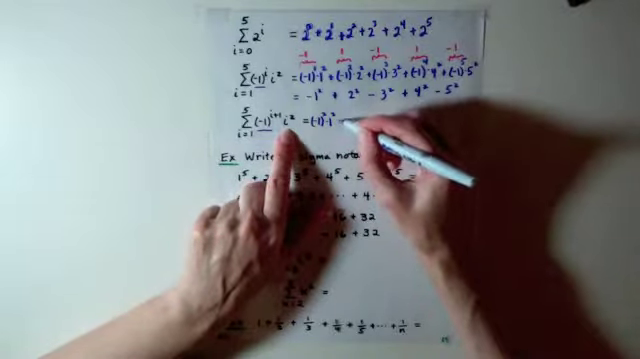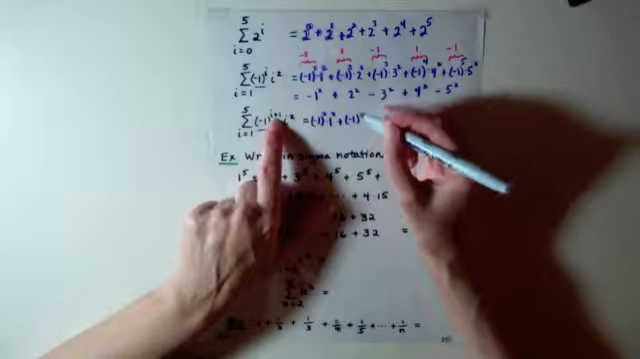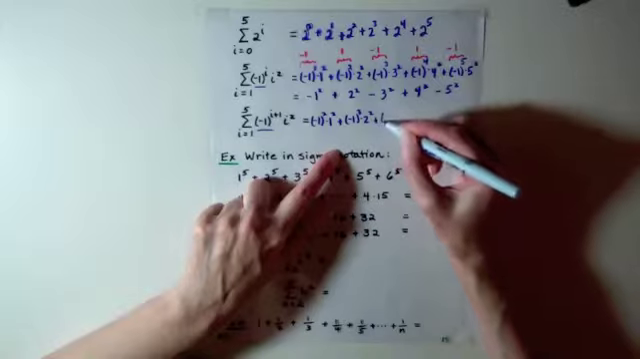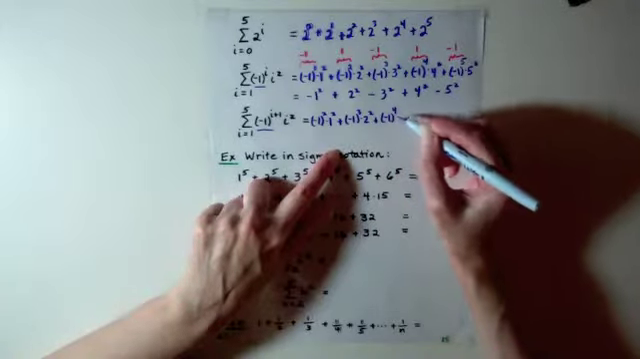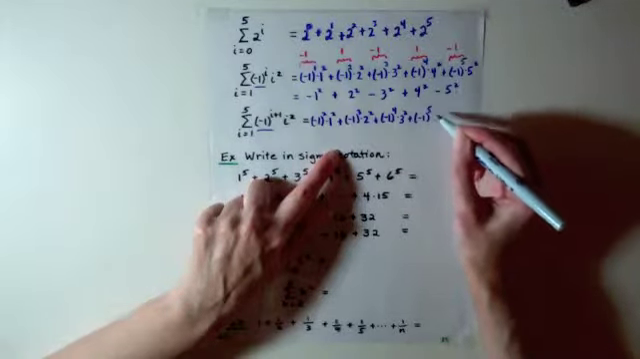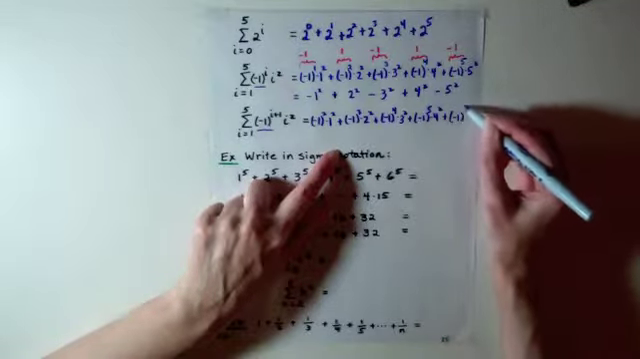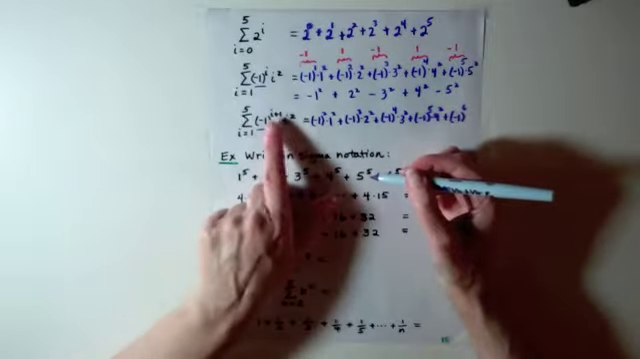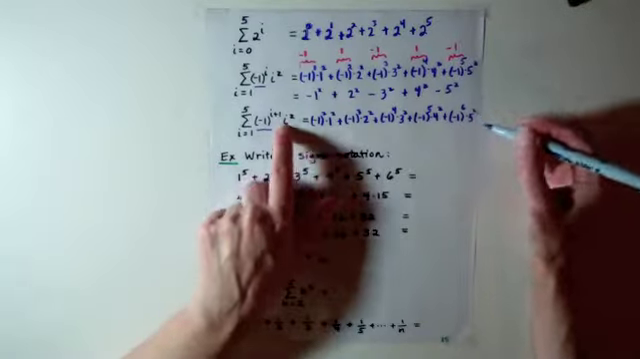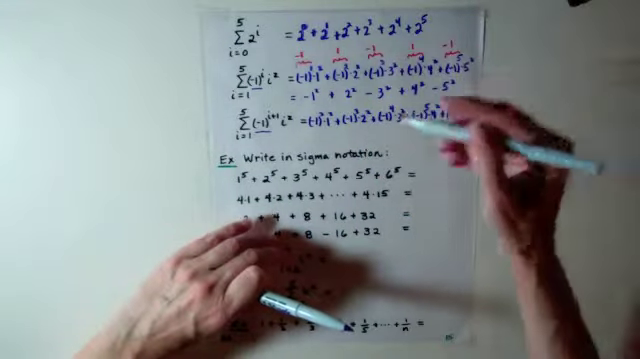My next term, I'm going to have negative 1. Now my i is equal to 2, so notice I'll have 2 plus 1 would be 3 here, times the 2 squared. And the third term would be negative 1 to the 4 times 3 squared. Then I would have negative 1 to the 5 times 4 squared. And my last term would be negative 1 to the 6. You notice when i equals 5, I have 5 plus 1 is 6, times my i squared would be 5 squared.